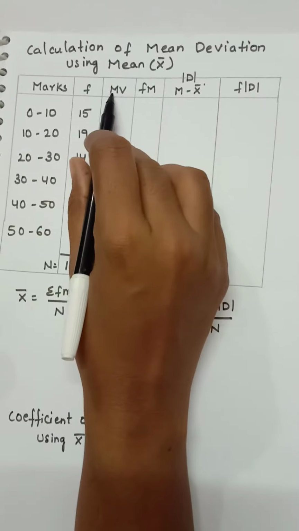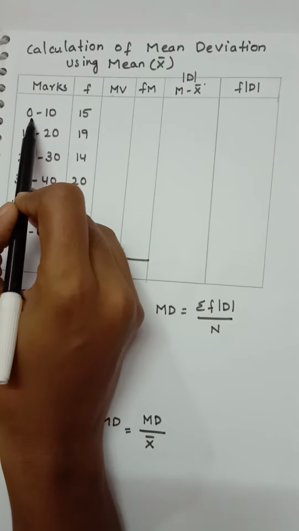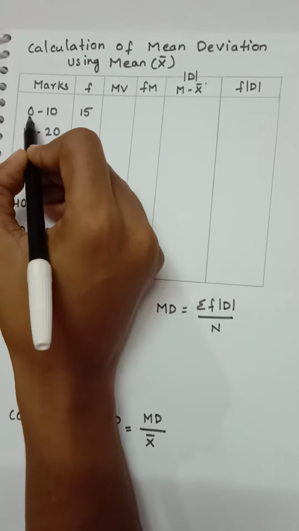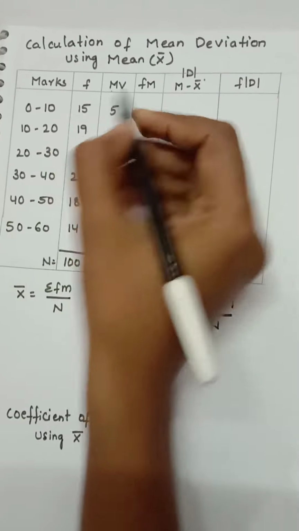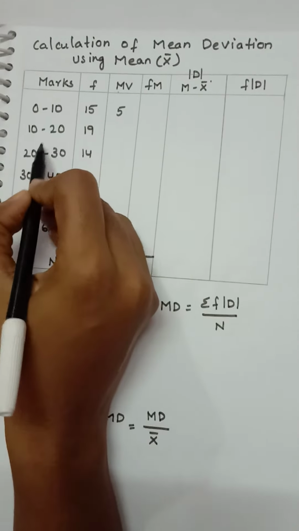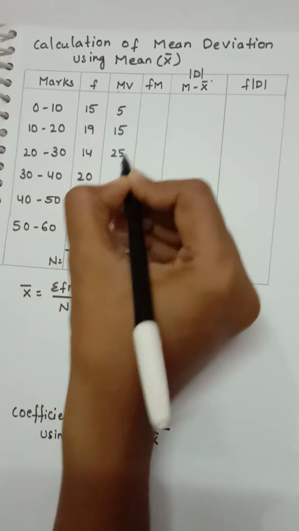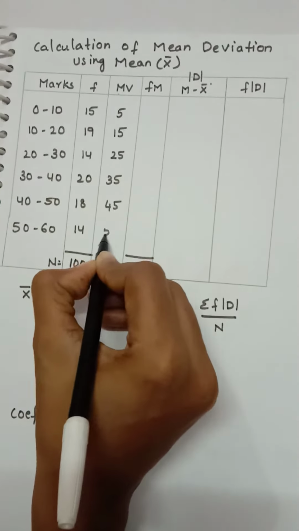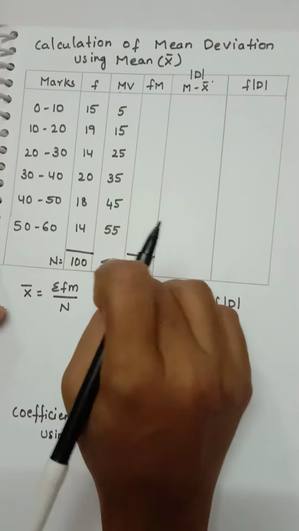Next, MV means mid value. Mid value means the middle value of these two numbers. So 0 plus 10 divided by 2 is 5. 10 plus 20 divided by 2 is 15, then 25, 35, 45, 55. So mid value is the second step.